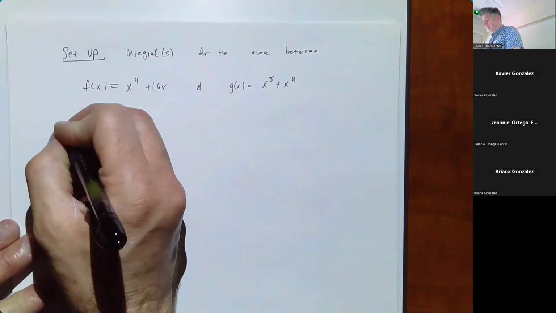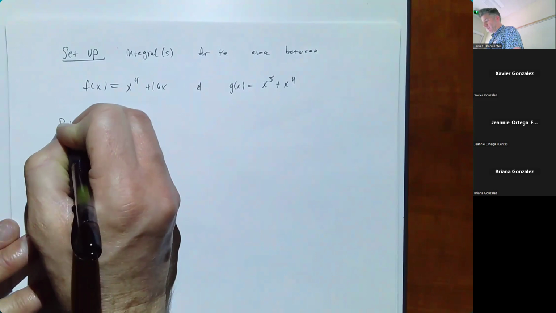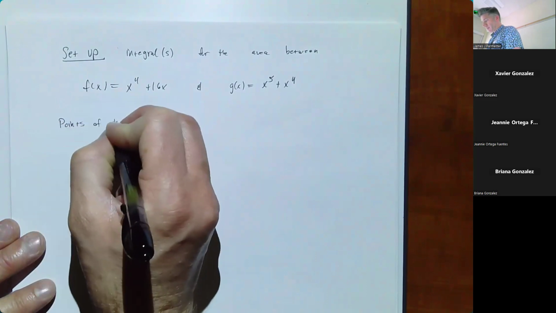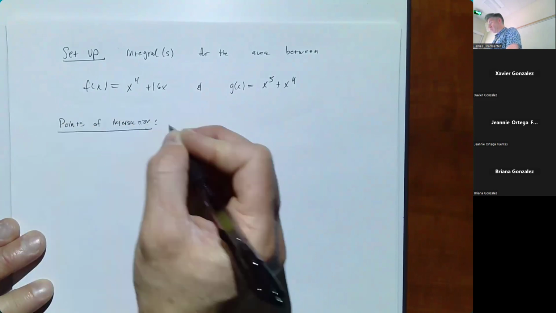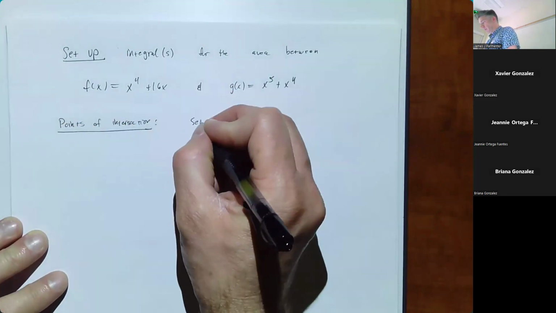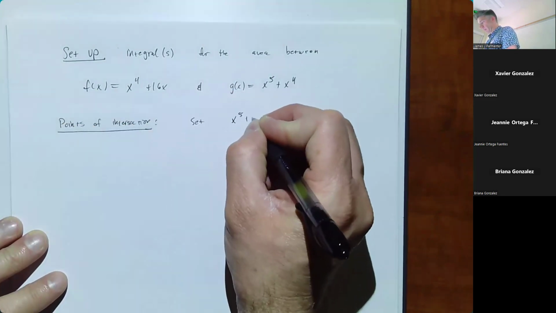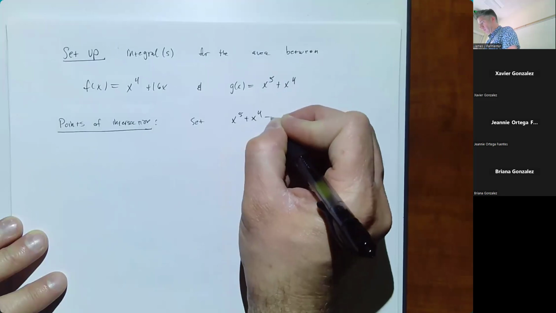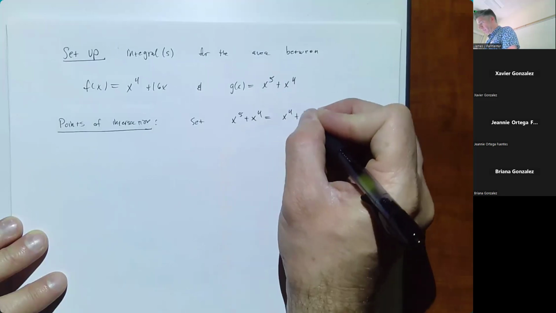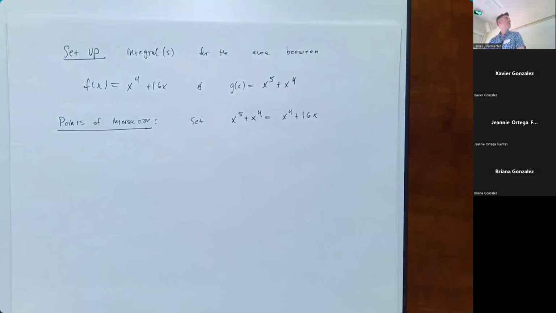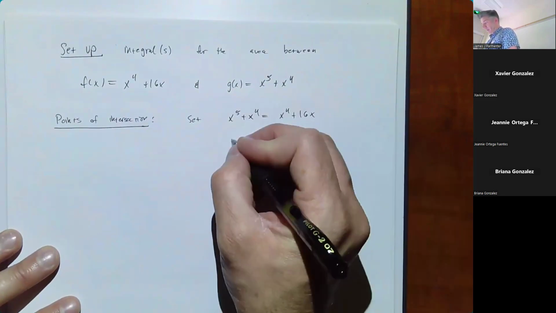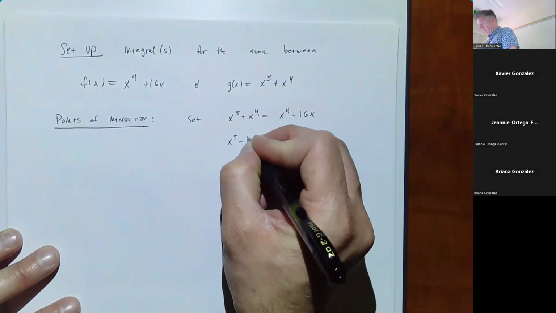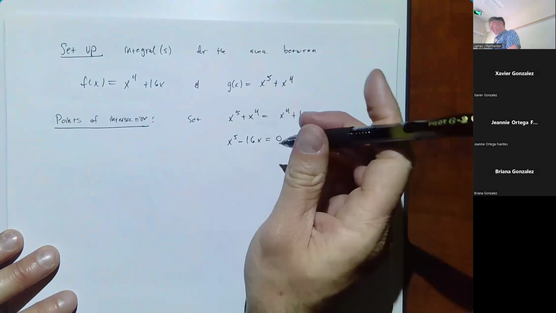So first, let's find the points of intersection. We're going to set the functions equal to each other. So we're going to set x to the fifth plus x to the fourth equal to x to the fourth plus 16x. We're going to bring everything to one side. So the x to the fourth will cancel and we get x to the fifth minus 16x equal to 0.